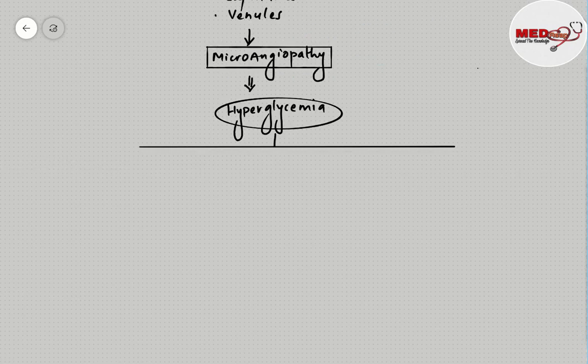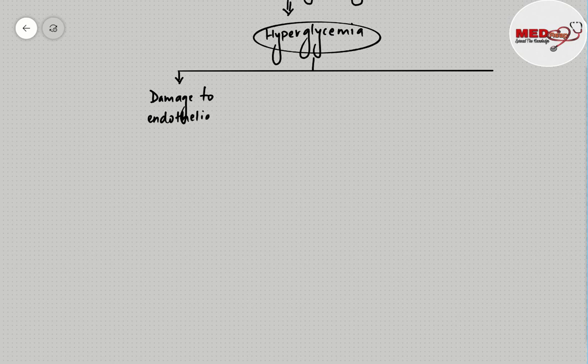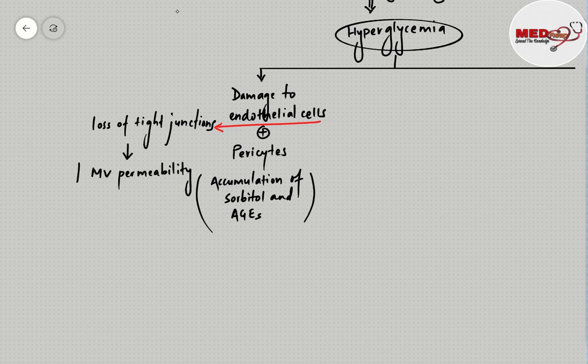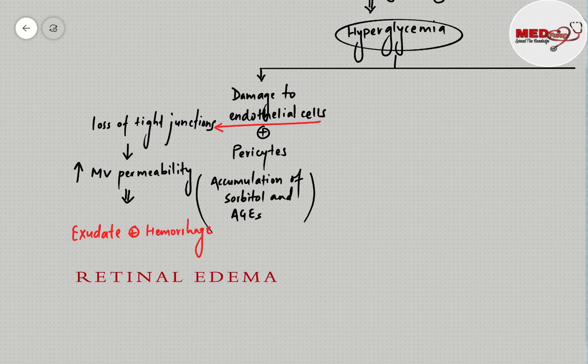Hyperglycemia produces two things. Number one is damage to the endothelial cells and pericytes due to the accumulation of sorbitols and advanced glycated end products. Damage to the endothelial cell produces loss of tight junction, which is one of the components of the blood retinal barrier. So now microvessels become more permeable. That's why they start to leak out, causing exudate and hemorrhage in the retina. And this exudate causes retinal edema.